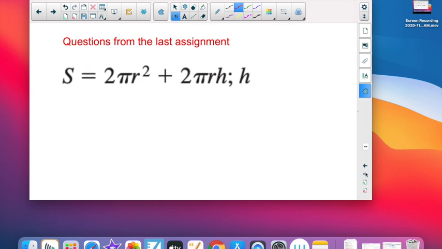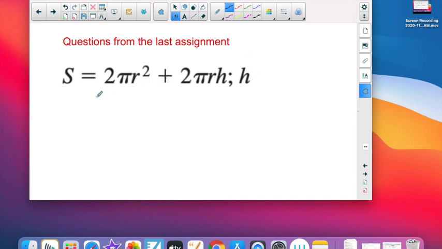So, questions from the last assignment. How do you solve this one? This says S is equal to 2 times pi r squared plus 2 pi r h. And this semicolon here means solve for h. I remember the question said something like solve for the given variable. Here, this is the given variable.